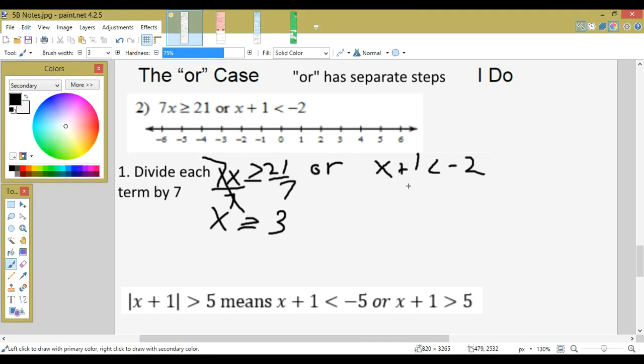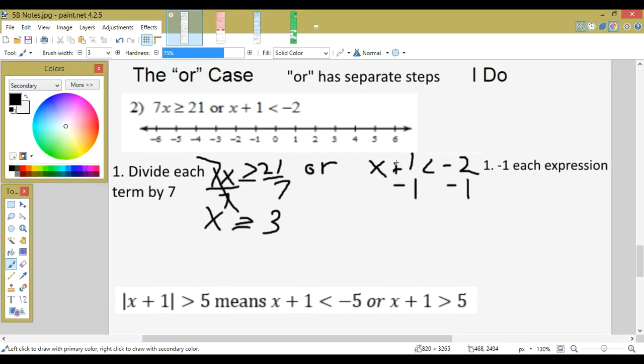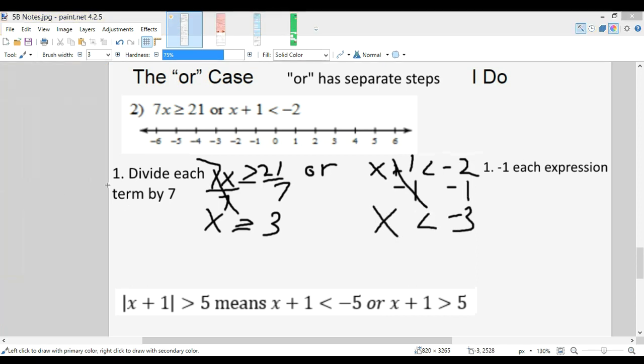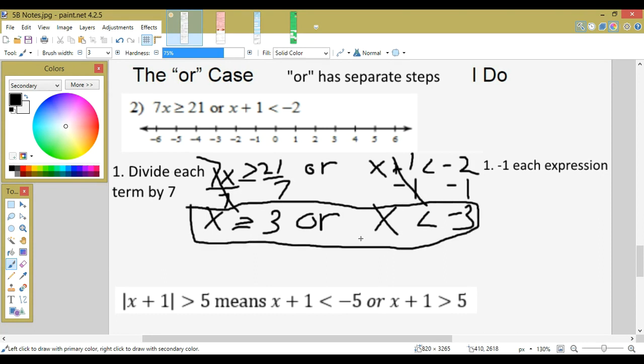On the right inequality, we have x plus 1 is less than negative 2. Subtract 1 from each expression. 1 minus 1 is 0. Those cancel. Negative 2 minus 1 is negative 3. Bring everything else down. x is less than negative 3. Carry down the OR. This is your solution: x is greater than or equal to 3, or x is less than negative 3.